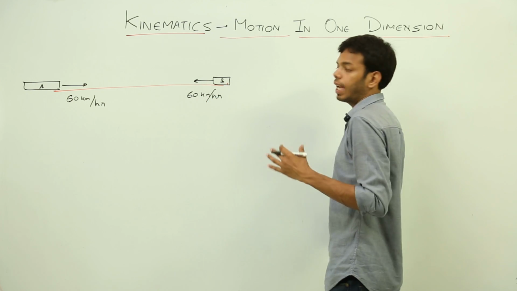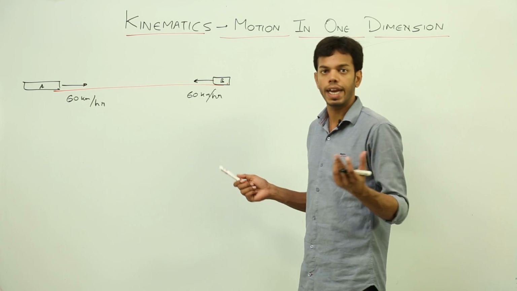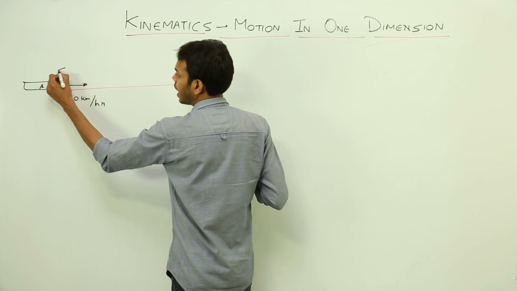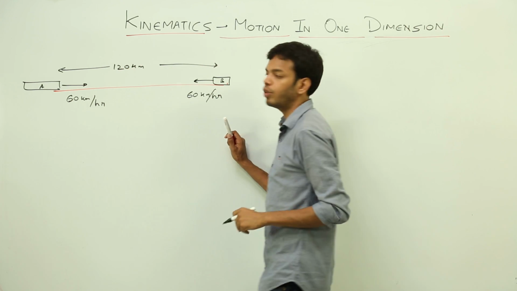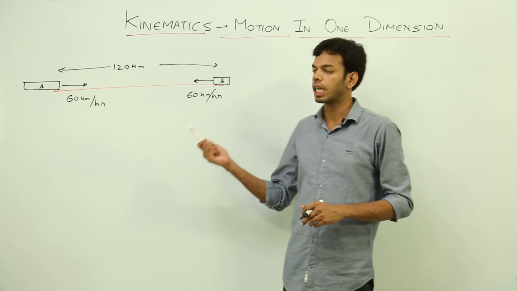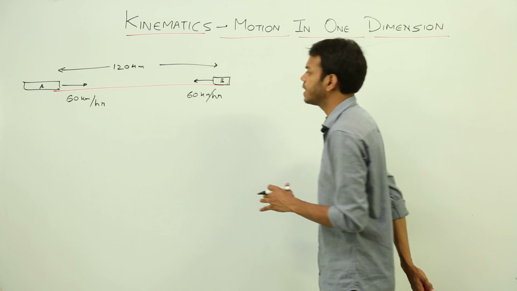Now both are on the same track, that means obviously both the trains are going to collide in a while. So I want you guys to tell me, if their distance is 120 kilometers, in how much time the trains are going to collide? This is the question. It's a very basic question.